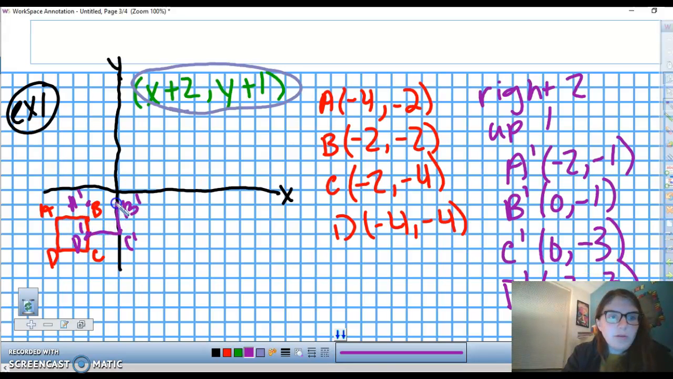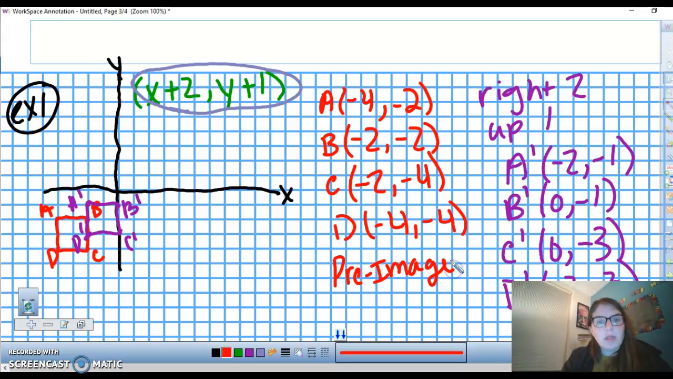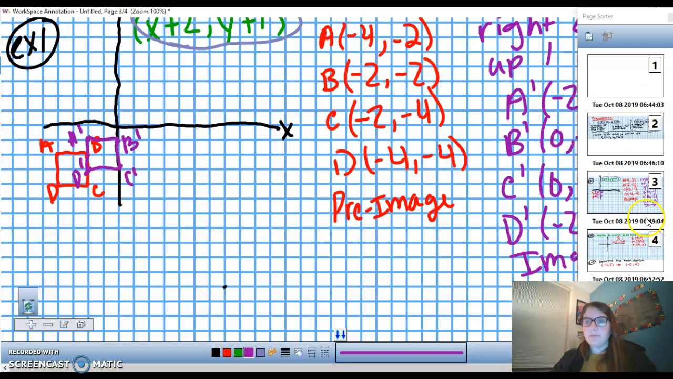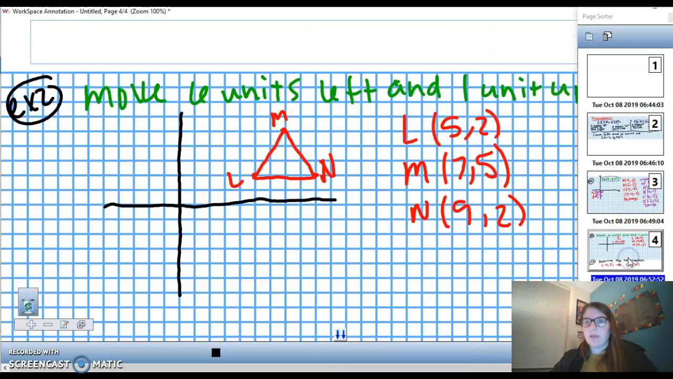So then I make my new figure. The red is my pre-image, and this is my image. Remember, the pre-image is before I move it, the image is after. Let me scroll down just so you can see all those points. Okay, all right, let's try another one. It's pretty easy, don't overthink it.